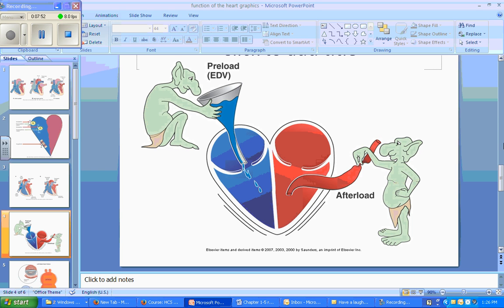Now, looking at afterload, if the afterload becomes too great for the left ventricle to overcome, okay, the right side is still pushing blood out to the lungs. That blood will increase what's called the pulmonic pressure, and it'll actually cause fluid to move from our circulatory system through the alveoli and into the lungs. Rather than just the oxygen and carbon dioxide moving, the pressure will become so high that fluid will actually move into the lungs, and they will develop what's called pulmonary edema. And fluid in the lungs is never a good thing.